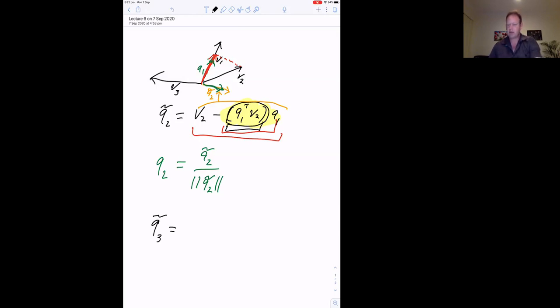It's going to be v3. q3 tilde is going to be v3 minus q1 transposed times v3. So that's that inner product times q1. So this is the description of this v3 in terms of q1. Okay, that's what this is. Minus the Q2 transpose inner product V3 times Q2.